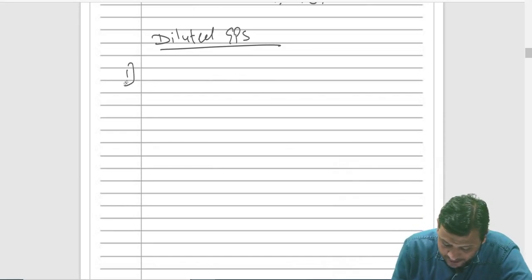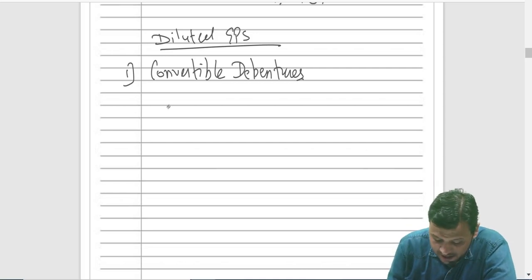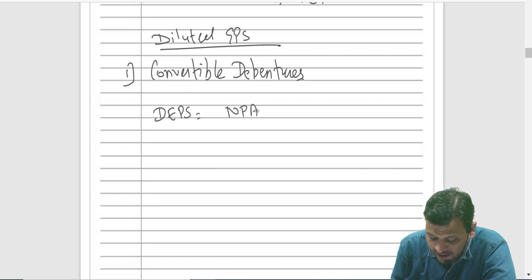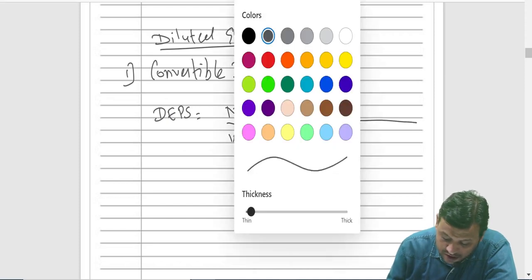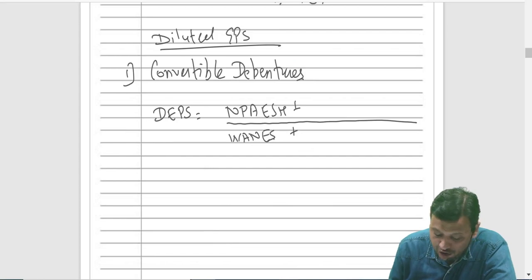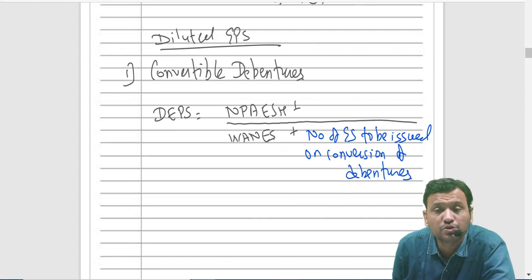So let me give the effect of potential shares. What would happen? Say if I am having convertible debentures, my dear students. What is going to happen in case of convertible debentures? EPS we find out the normal way. For the purpose of calculating DEPS, we will take NPAESH, that is net profit available for equity shareholders, or you can say attributable to equity shareholders, divided by weighted average number of equity shares. No issues in this part, but on the denominator side, what will come? Number of equity shares to be issued on conversion of debentures. How many equity shares are you going to issue on conversion of debentures?